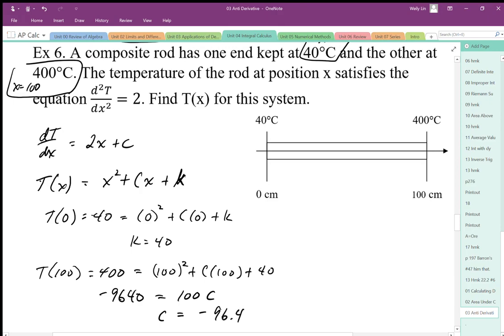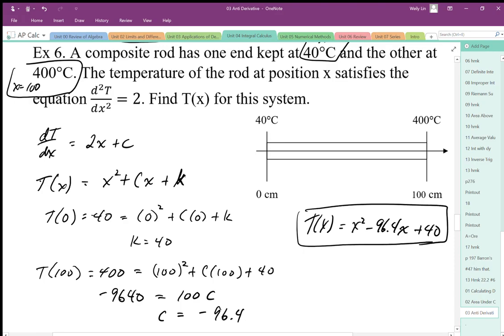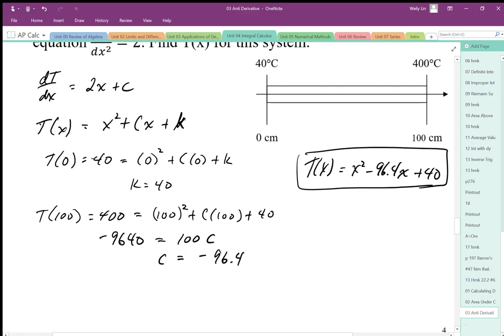Okay, so then my equation looks like this. Temperature as a function of the distance x is going to be x squared minus 96.4x plus 40. So there is my temperature function. I had to anti-differentiate and solve for c as I did it in steps.